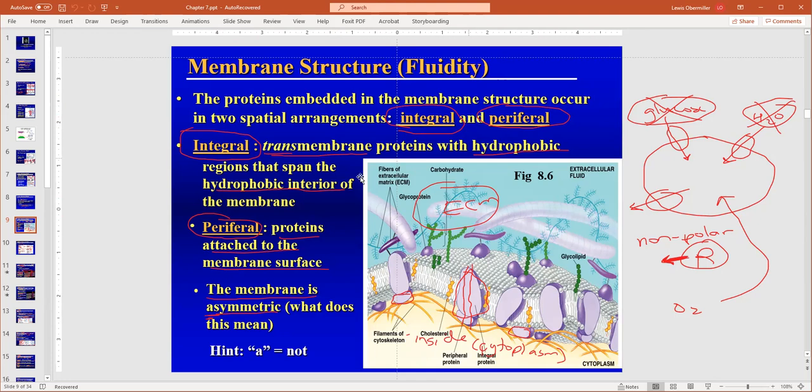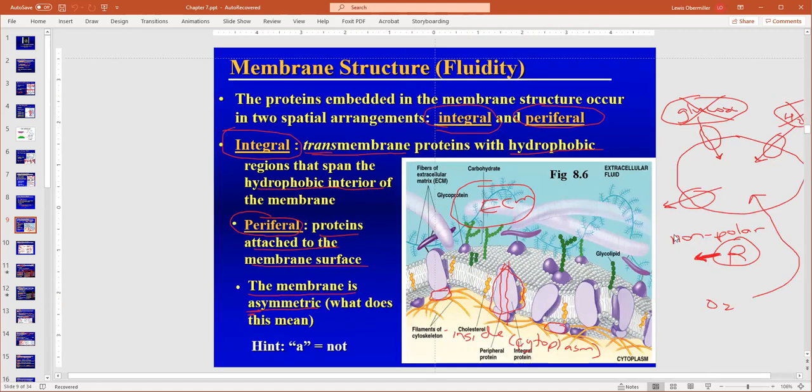We talked about integral and peripheral proteins. Remember, the integral ones go across the membrane, peripheral ones are on the periphery, like your peripheral vision.